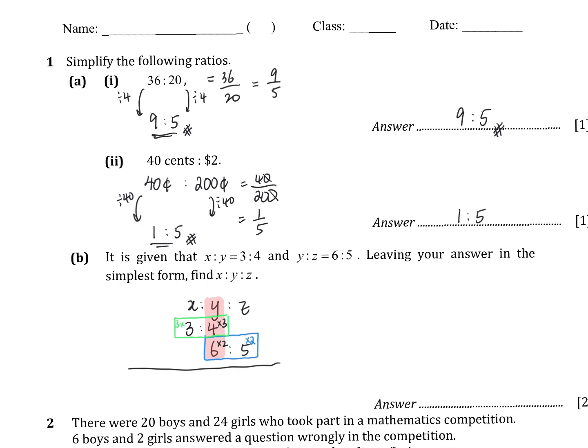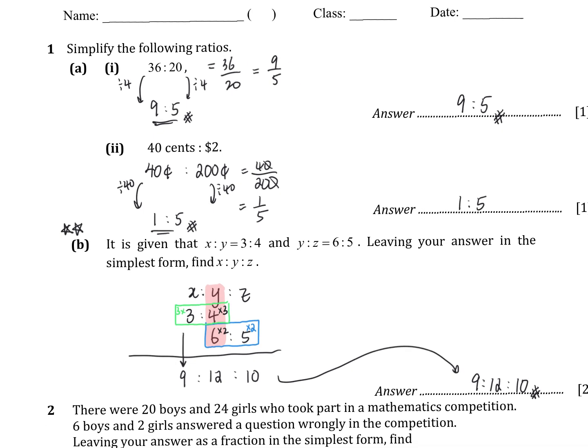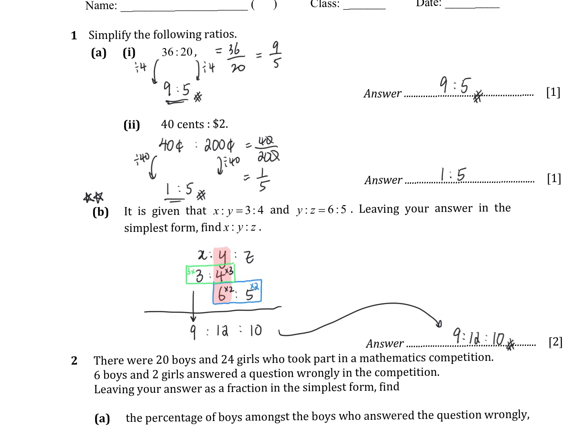So when you are comparing them, you realize they become 9, 12, 10, which you can't simplify further. So that is your final answer. Okay, so these type of questions are very common for exams. Make sure you know how to do 3 units comparison. Some of you give me 18, 24, 20. You are not wrong, but because of this word, they want your answer in simplest form. So you got to divide further.